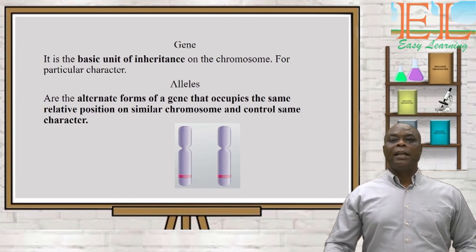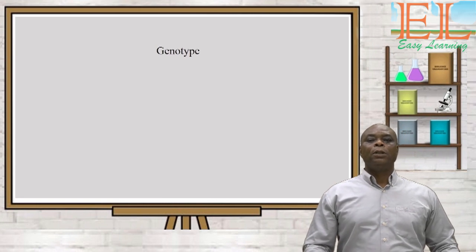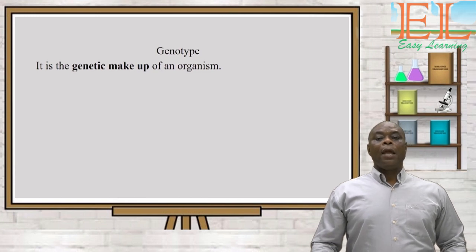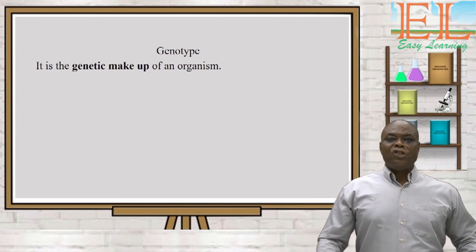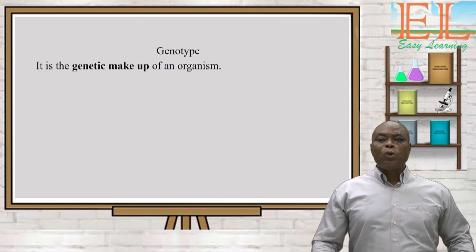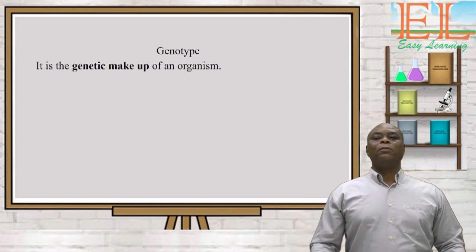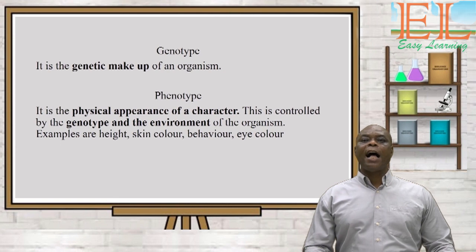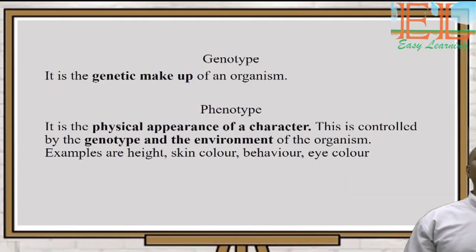Now let's go to the next term, which is genotype. Genotype is the genetic makeup of an organism. That is the genes within an organism that control its external features. The next is phenotype. Phenotype refers to the physical appearance or the physical characteristics of an organism. And this physical appearance is always controlled by the genotype, which is the genetic makeup of the organism, and the organism's environment.